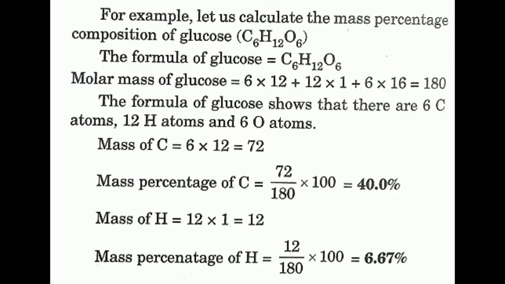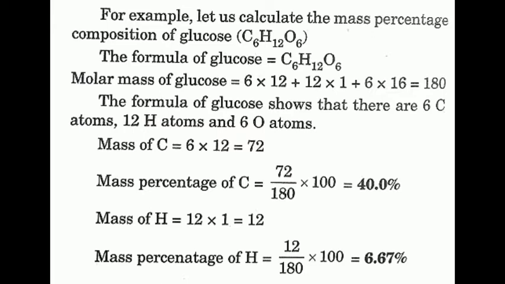C6H12O6. Therefore, the molar mass of glucose will become equal to 6 into 12, that is the atomic mass of the carbon, plus 12 into 1, that is the atomic mass of the hydrogen, plus 6 into 16, 16 is the atomic mass of the oxygen. So this will become equal to 180. It means that the molar mass of glucose is 180. Now the formula of glucose shows that there are 6 carbon, 12 hydrogen and 6 oxygen atoms. So now let's calculate the mass percentage of different elements in the glucose.